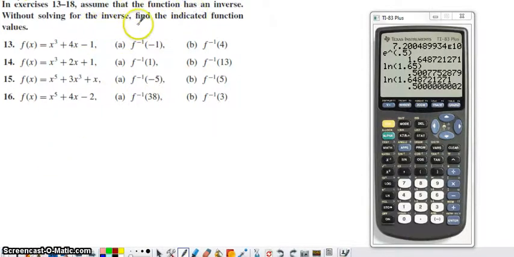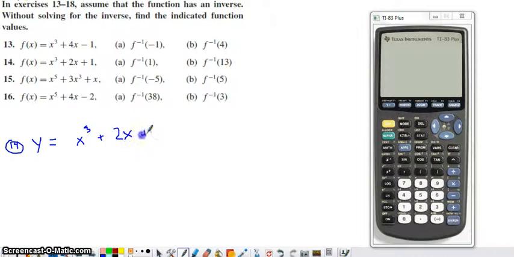Without solving for the inverse, find the indicated function values. So if you wanted to find the inverse for problem number 14 here, if you wanted to figure out what the inverse is, I've got this function y equals, so I'm just copying down the function that's given in number 14.